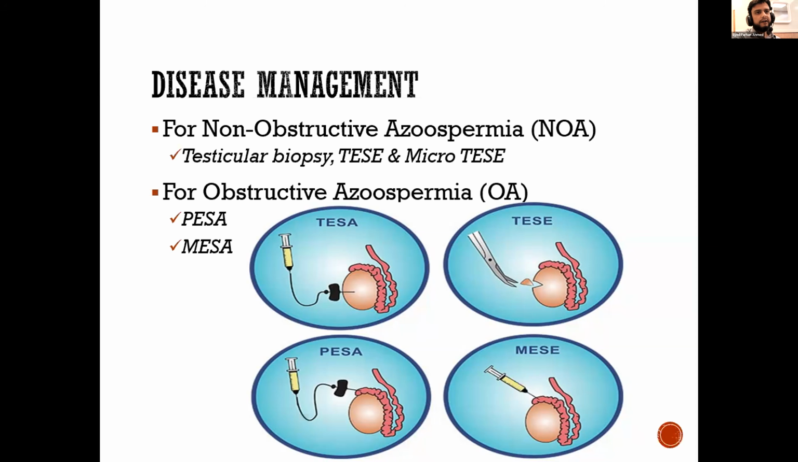So how do we retrieve sperm from a person who has azoospermia? In obstructive azoospermia, you can always find sperm at the level of the epididymis. And if a person comes with non-obstructive azoospermia, then the sperm can only be found at the level of the testes or the seminiferous tubules.